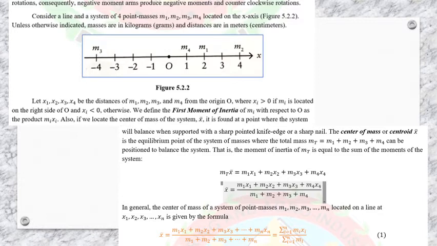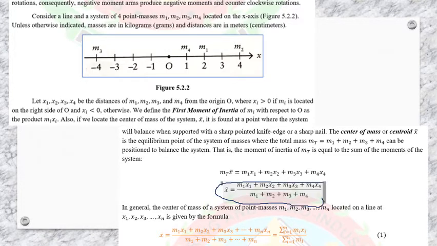Total mass times the distance x bar is equal to m sub 1 times x sub 1 plus m sub 2 x sub 2 plus m sub 3 multiplied by x sub 3 plus m sub 4 times x sub 4. Solving for the x bar of the center of mass, ito yung magiging x bar natin.